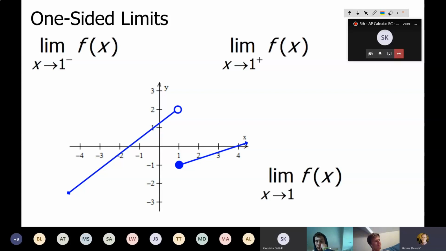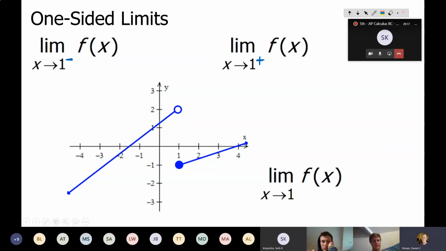So I have a piecewise function here, and if I'm looking at these one-sided limits, you'll notice that first at the top there's one with a little negative sign written in the exponent, another one that has a little plus sign written in the exponent, and then the one towards the bottom right-hand side is just the regular limit. Whenever you see a plus or minus in the exponent, it tells you that you're only looking from one side.